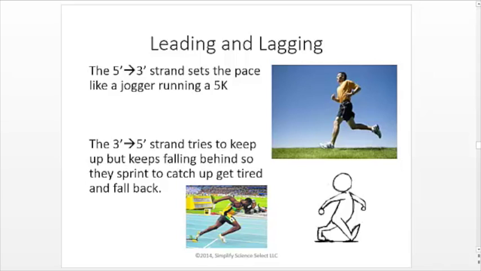So the leading strand, the one that's going in the same direction as helicase, 5' to 3', sets the pace. It's just chugging along. The one that has to go backwards, 3' to 5', is the one that's really struggling here. So it falls behind and sprints forward to catch back up, but then it has to go back and fill in the blanks, and it sprints forward and back and forth and back and forth. That's where the trouble is.